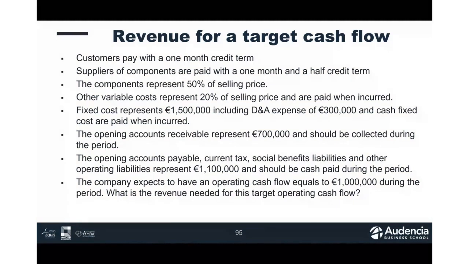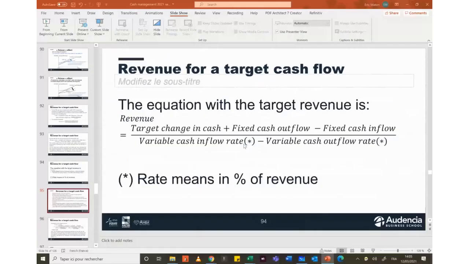The opening accounts receivable represents 700,000 and should be collected during the period. The opening accounts payable, current tax, social liabilities, and other operating liabilities represent 1.1 million and should be paid in cash during the period. The company expects to have an operating cash flow equal to 1 million during the period. What is the revenue needed for this target operating cash flow? So we can use this equation or we can use the goal-seek function.